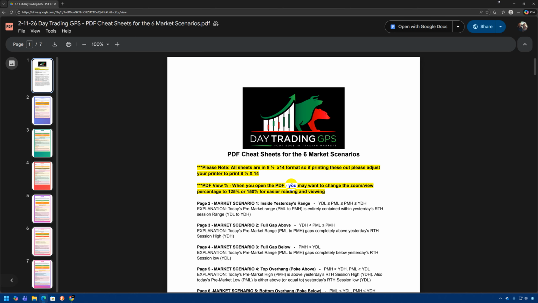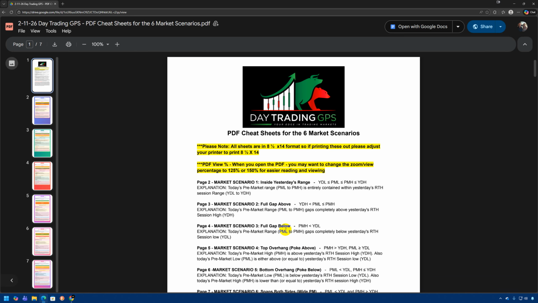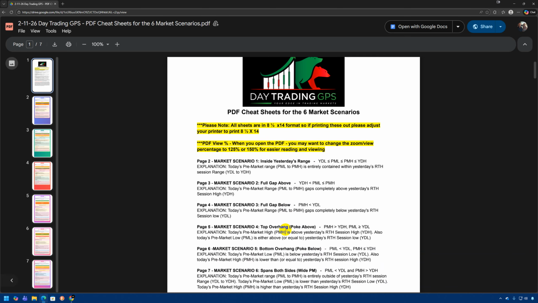So you will receive a Google Drive link to this document. When you open this in your PDF reader, as it says here, you may want to change the zoom view percentage to 125% or 150% for easier reading and viewing of the market scenario cheat sheets themselves. For this first page, it's not really needed as much to expand the zoom. However, when you get into those, you will see.